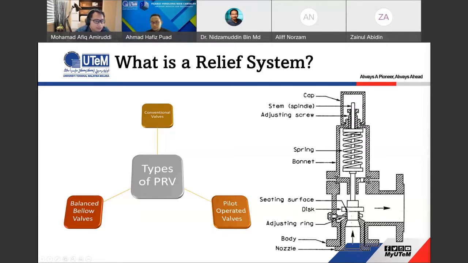This spring has some set pressure. I think it's based on the design pressure of the pressure vessel. So if the pressure inside the tank meets the set pressure of the spring, the spring will lift up the disc, and it allows the material inside the tank to release and go to the outlet. So this is, I think, the basic process of the release system.